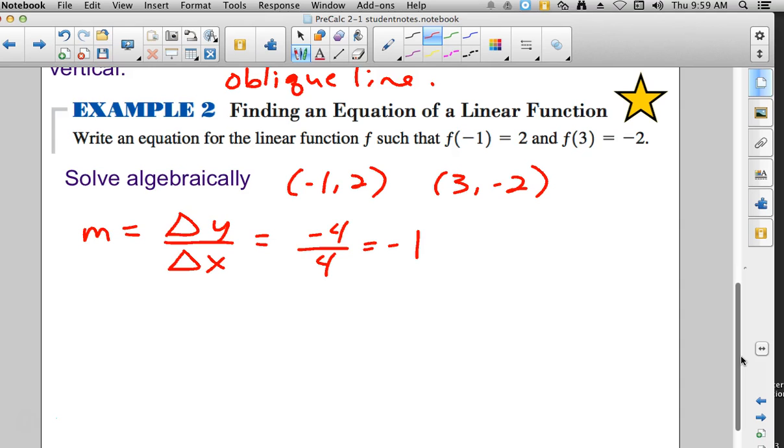Now, we have 2 points to choose from, and we have a slope. We're not going to slope-intercept form. We don't have the y-intercept. We go to the formula that fits best for the information that we have, and that would be point-slope formula. If you remember this one, I'm going to just start writing it down.